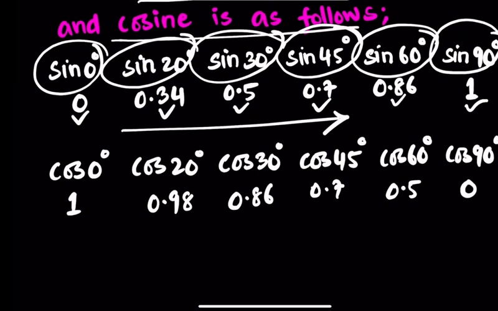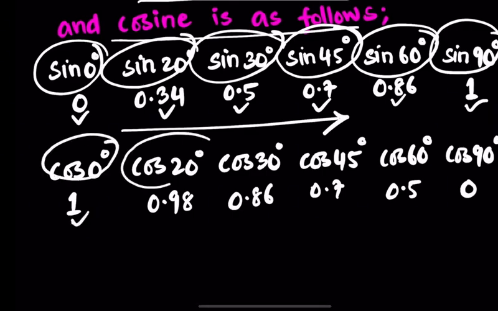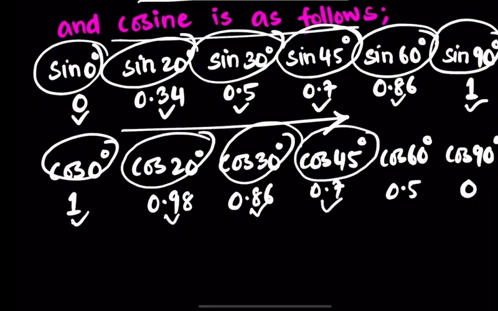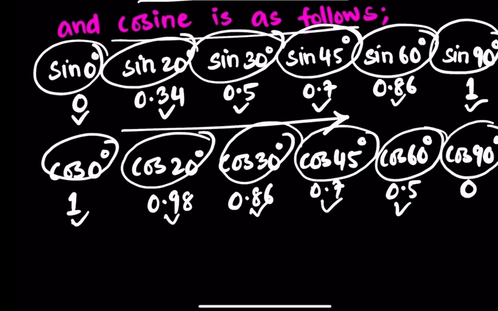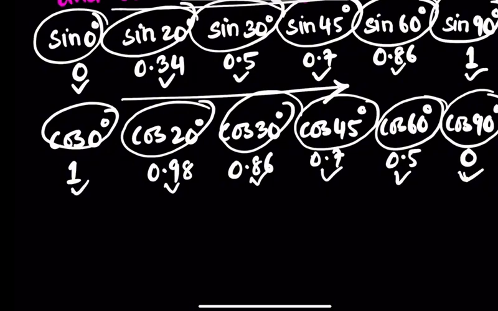Now let's see the case of cosine. Cosine 0 degrees is 1, cosine 20 degrees is 0.98, cosine 30 is 0.86, cosine 45 equals 0.7, cosine 60 degrees equals 0.5, cosine of 90 degrees equals 0. So when you go from 0 to 90 degrees, the ratio of cosine decreases from 1 to 0.